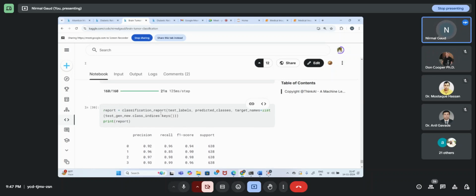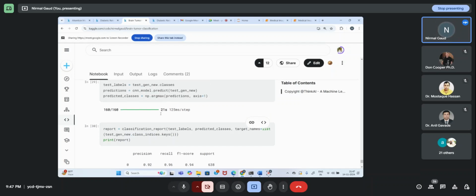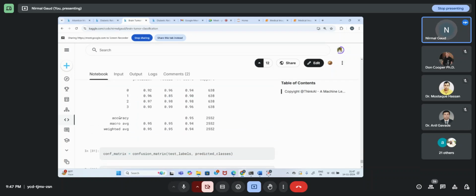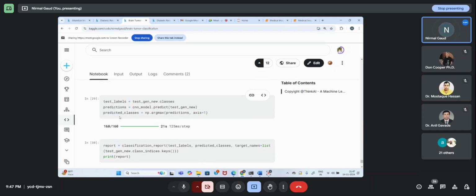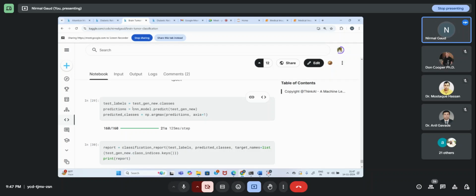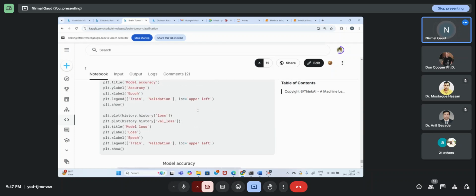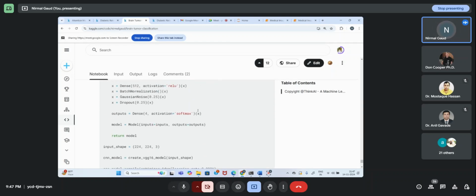Sir, we are taking the testing data that is unseen by the model. That's the first thing over which I am finding the confusion matrix and the classification report. You can see CNN model dot predict over test data. Test data is something which the model hasn't seen. The model is trained over training data and has been validated over validation data.